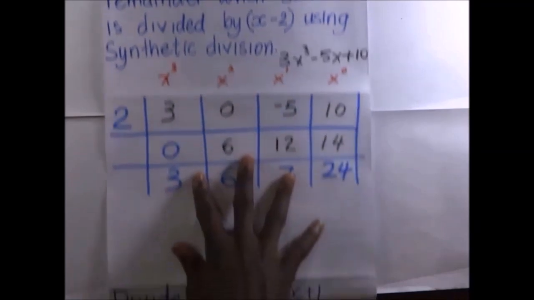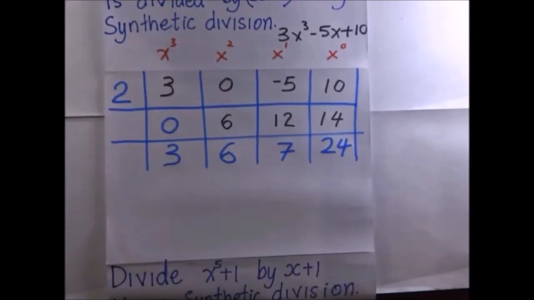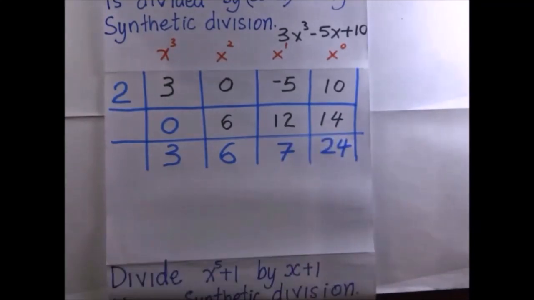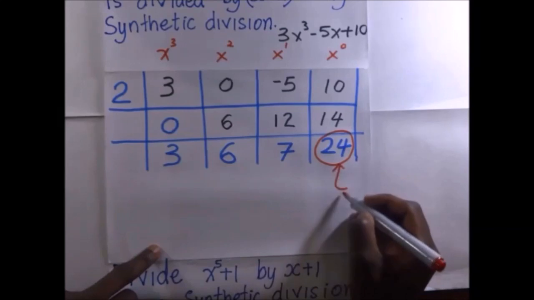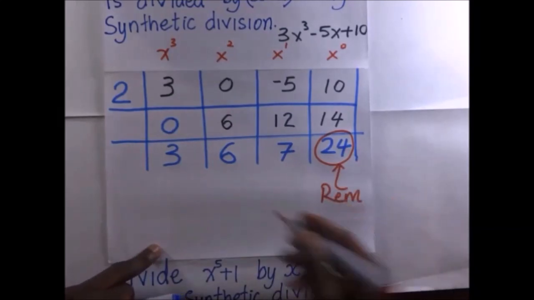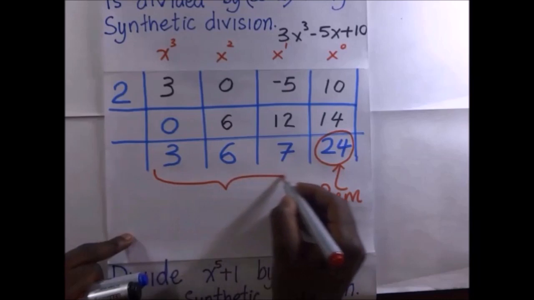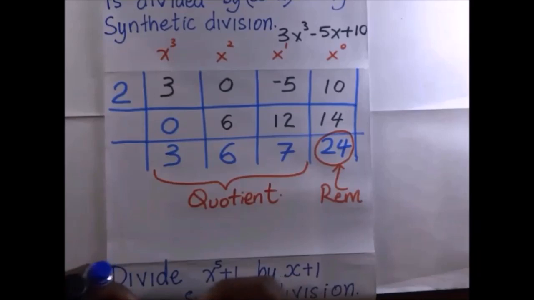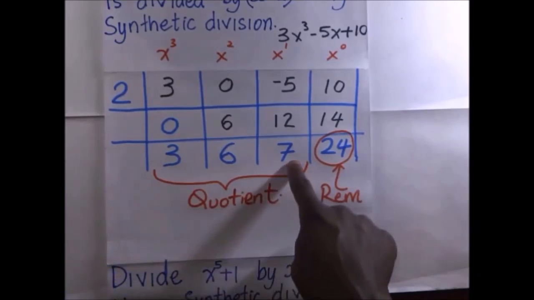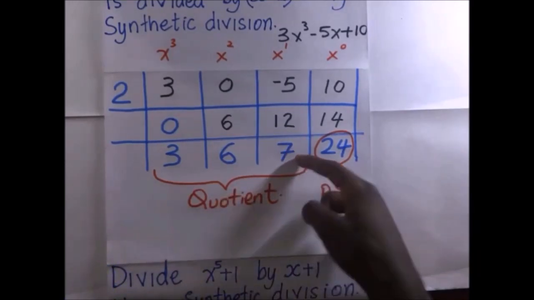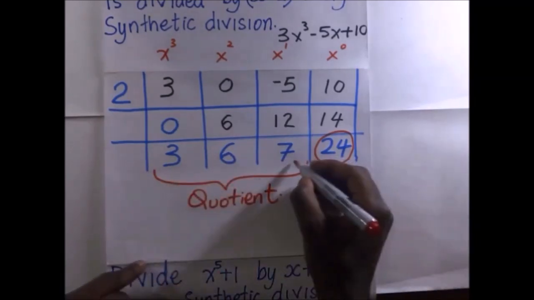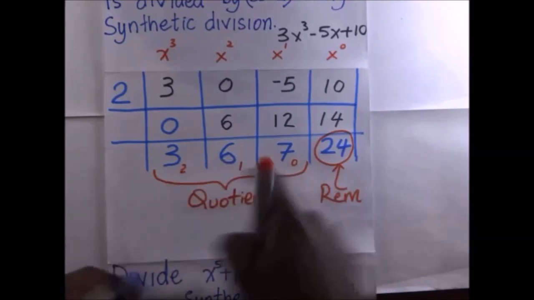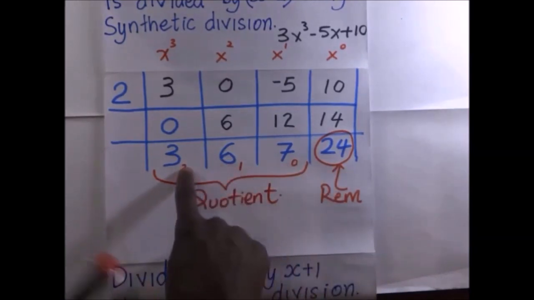So now, after getting our figures like that, this last number here is what is going to give us the remainder of the number. This is the remainder. And this gives us the quotient. And for the quotient, the value of x will start counting from this. We're going that way. The power of x here is 0, then 1, then 2.